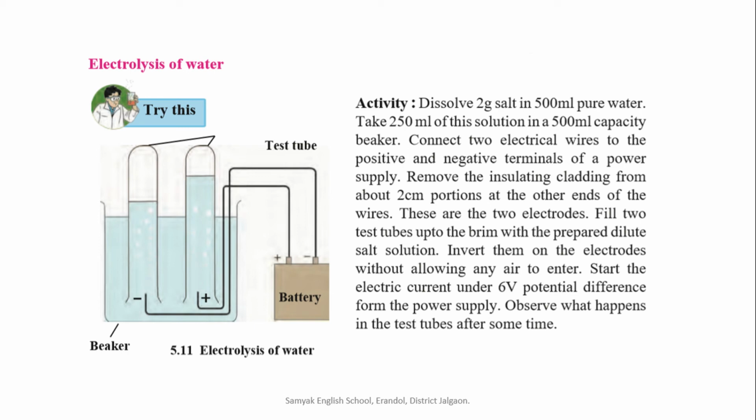Fill 2 test tubes up to the brim with the prepared dilute salt solution. Now we got a salt added to the water, so fill them in 2 test tubes. Invert the test tubes on the electrodes without allowing any air to enter. Now look at the diagram. The electrodes are dipped into the water and the 2 test tubes are inverted without allowing any air. Start the electric current with 6 volt potential difference from the battery and see what happens in the test tubes.